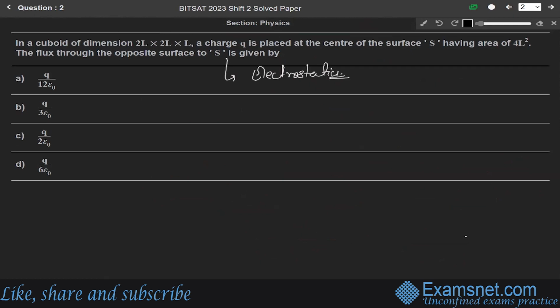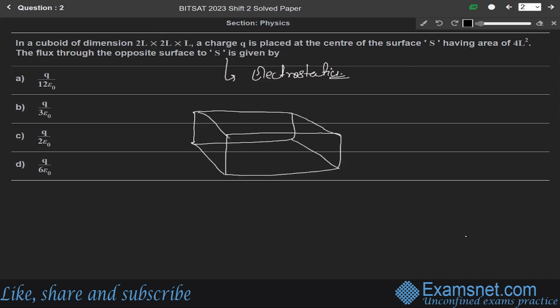First of all, let us try to draw this cuboid of dimension 2L, 2L and L. Let us say this is a cuboid. It is having a dimension of, let us say, 2L. This is also 2L and this is L. This is L and this is also L. So after placing a similar cuboid at the bottom, we get a cube of side 2L having charge Q at the center.